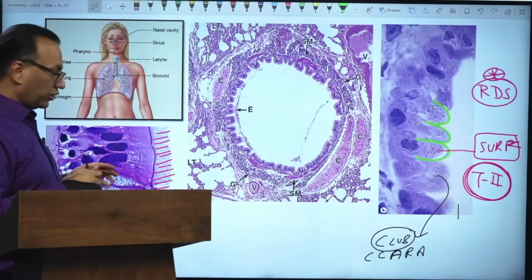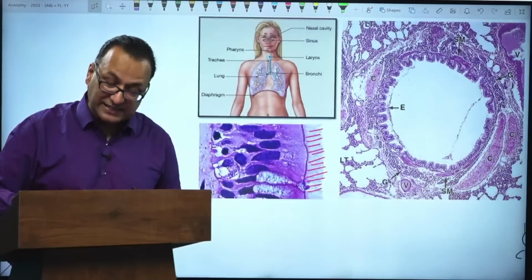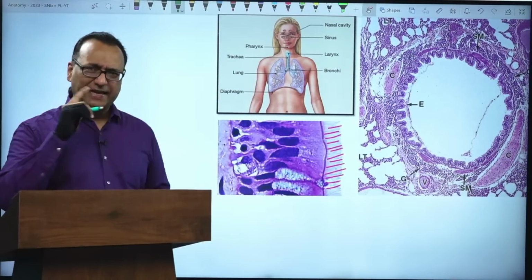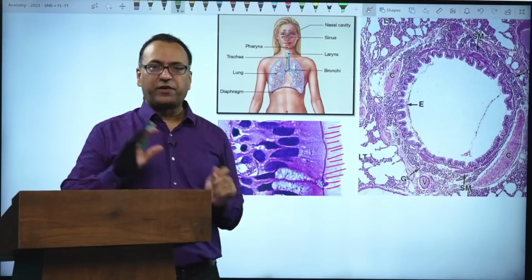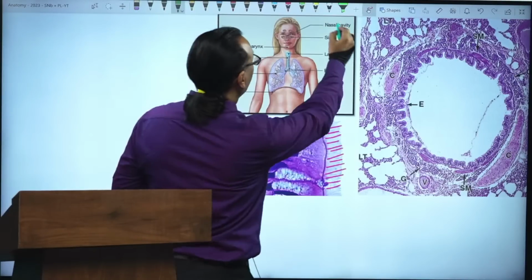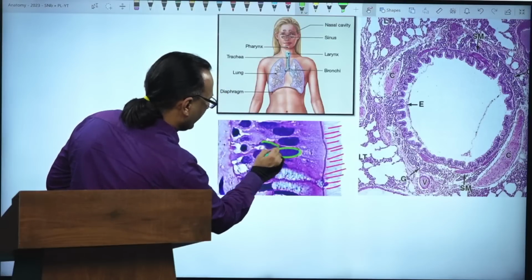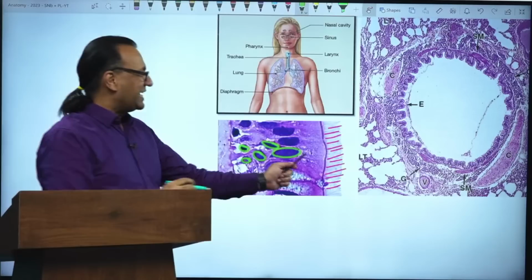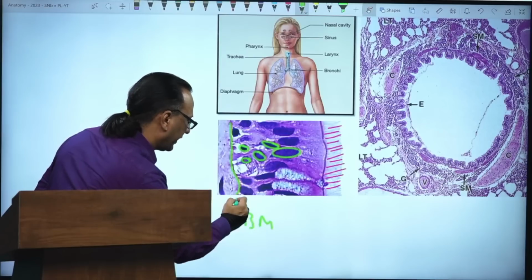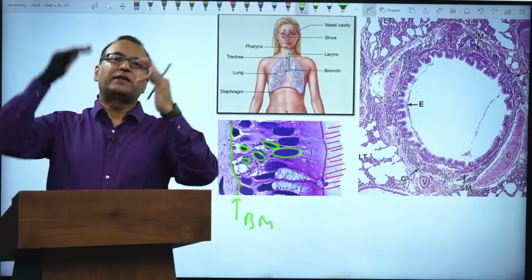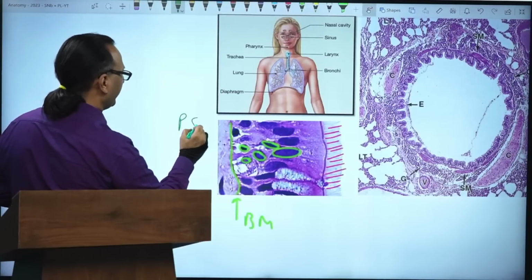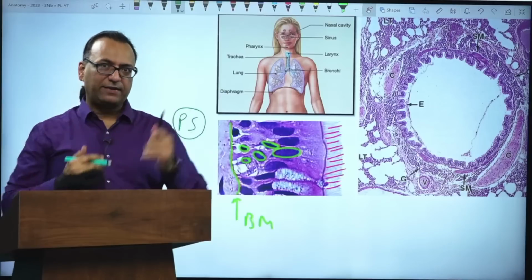And one more thing, a question, because our discussion is for your INI-CET exam, so I must not deviate from there. A question came. This is respiratory epithelium. First of all, you should know what respiratory epithelium is. Can you see the nuclei at various levels, though each cell touches the basement membrane? Each cell is touching the basement membrane, but the nuclei are at different heights: pseudo-stratified.